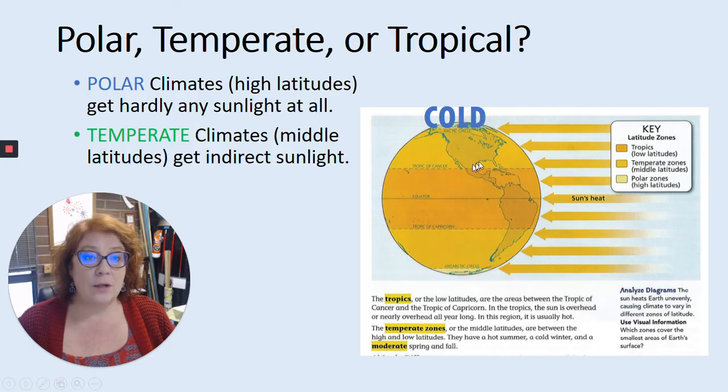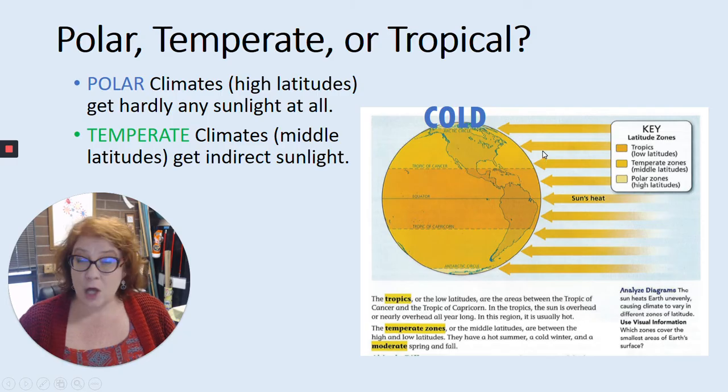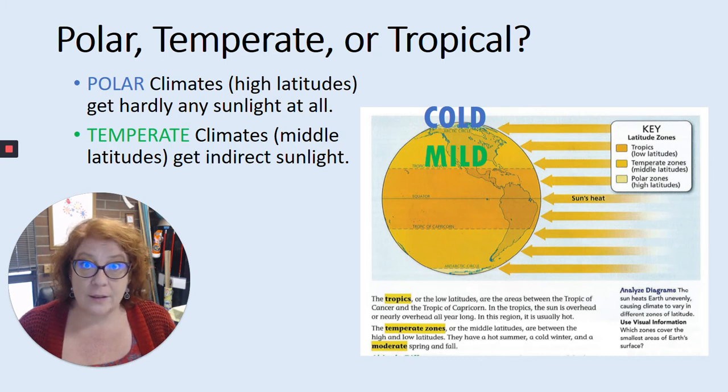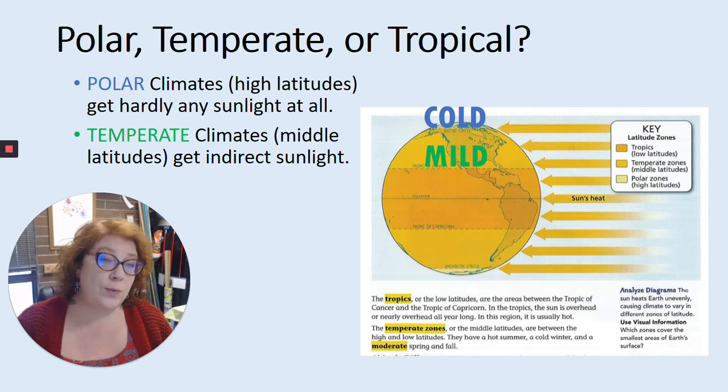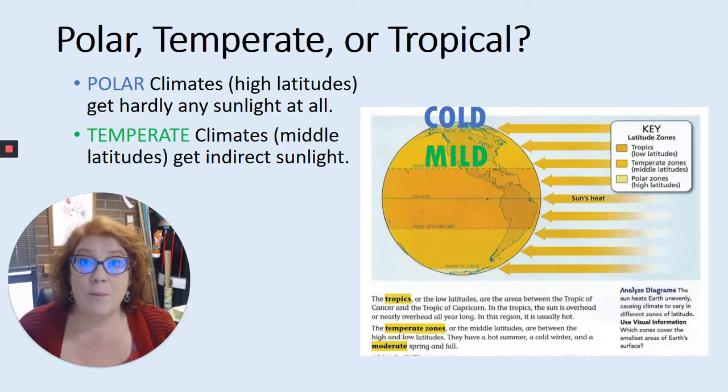In the middle, we have the middle latitudes. They get indirect sunlight. They get some, but not all the sunlight. It's indirect. Temperate climates are mild. That means it doesn't get too cold in the winter. It doesn't get too hot in the summer. It's just right in the middle. They're mild.